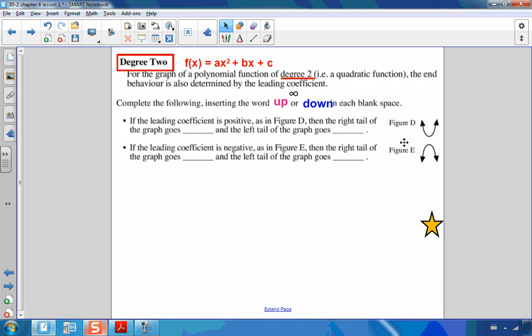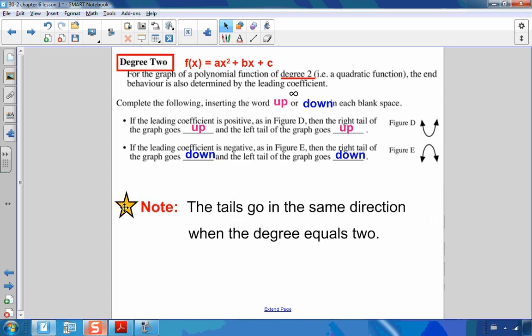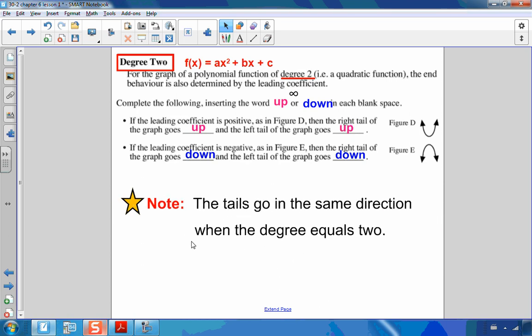Let's talk about degree 2. So degree 2, again, is a polynomial tied to the leading coefficient. If it's positive, then just like in figure D, it opens up. Since it opens up, both of the tails, left and right, go up. If the leading coefficient is negative, just like in figure E here, it opens down. And if it opens down, the left and the right arms are pointing down. You'll notice when I have degree 2, the tails go in the same direction. So they are both up or they're both down. They go in the same direction.